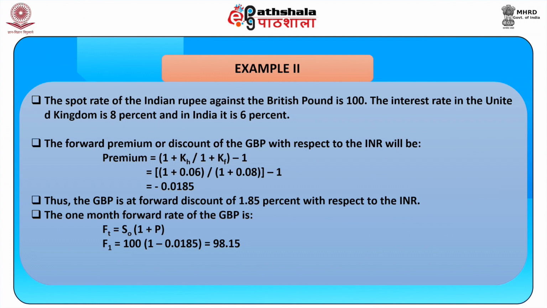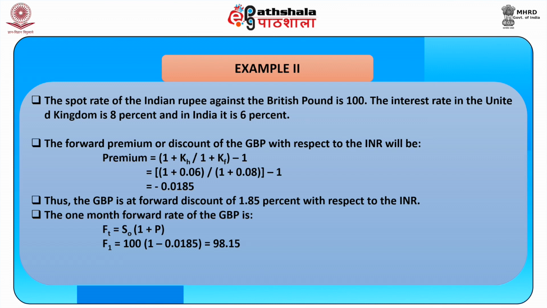Let's take another example. The spot rate of the Indian rupee against the British pound is 100. The interest rate in the United Kingdom is 8% and in India it is 6%. What is the forward rate premium or discount of the Indian rupee with respect to the British pound if the interest rate parity exists? What is the forward rate for 1 year of the British pound in terms of the Indian rupee?